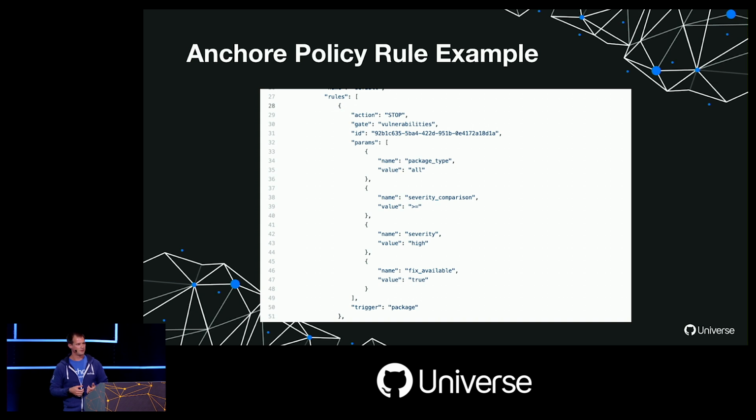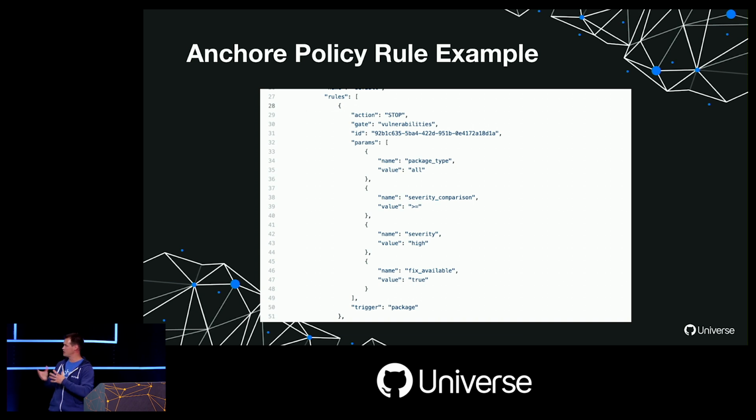So Anchor policies are just JSON documents, and they have sets of rules, and they have parameters. Here, this is extracted from the default policy that ships with the container scan action that we're talking about today. And at the top there, you see the action is stop. So if this rule fires, it can block a build. And then there's some parameters.